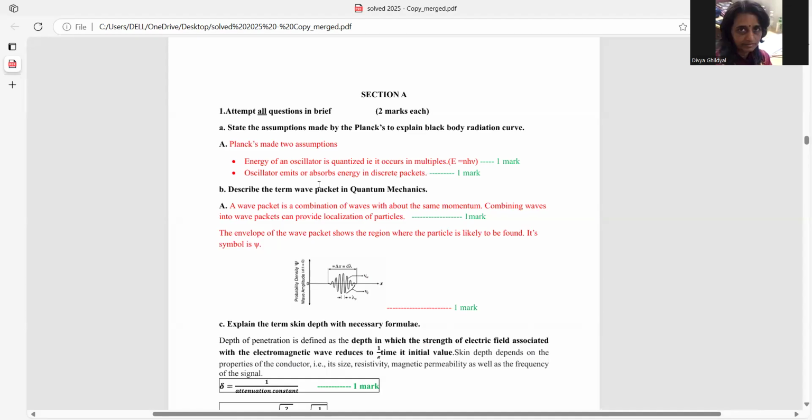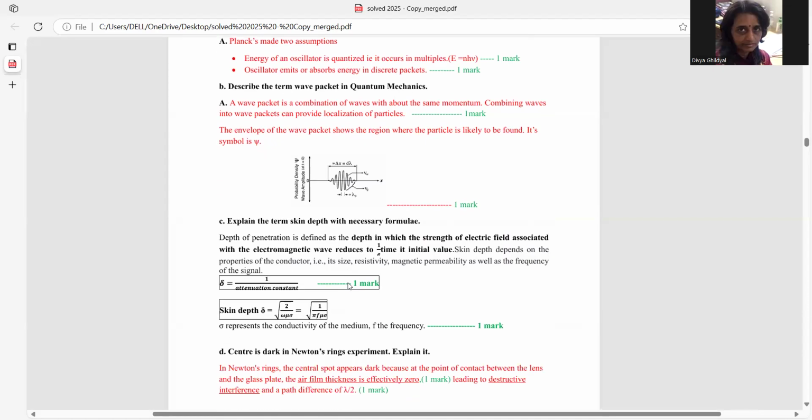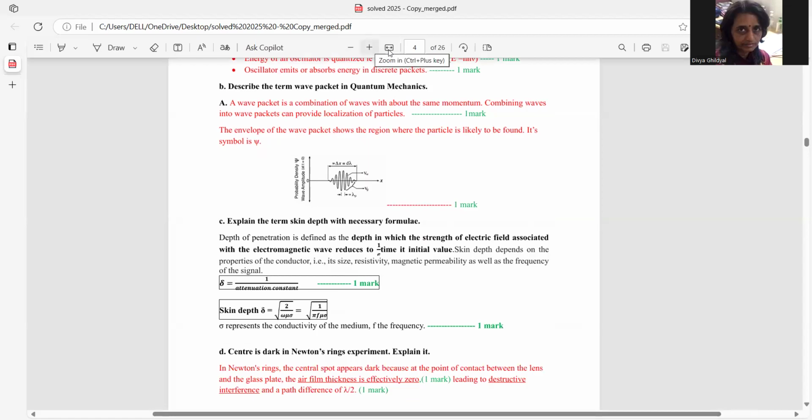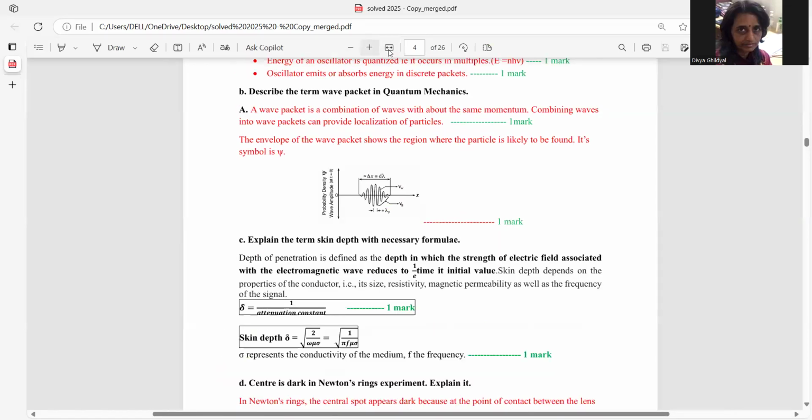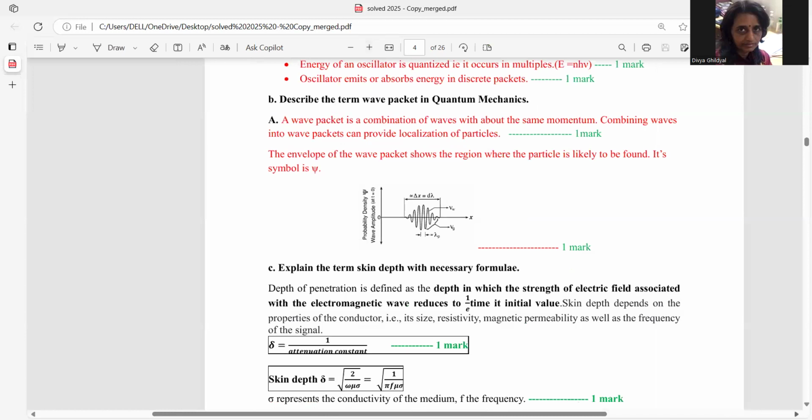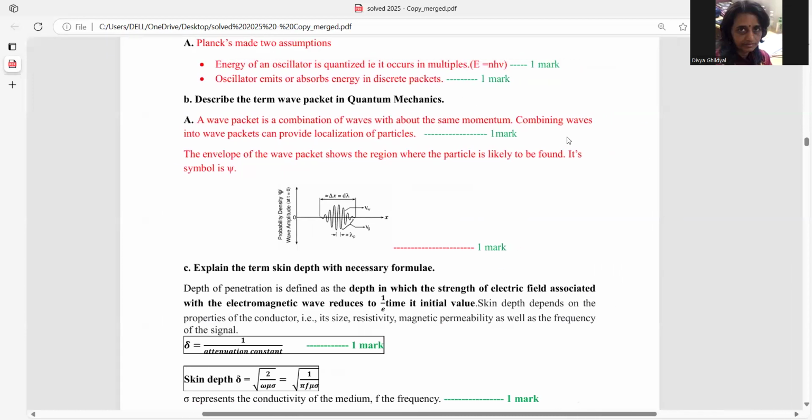Define the term wave packet. So wave packet, you must be very familiar with in your quantum physics syllabus, that a wave packet is basically a combination of waves with about the same momentum. Combining waves into packets can provide localization of the particles. If you want, you can also show it diagrammatically. It is 1-mark wave packet. Acceptable conditions are, you just show this diagram.